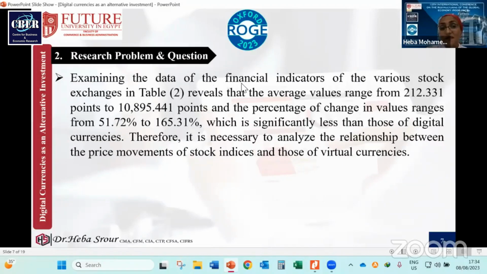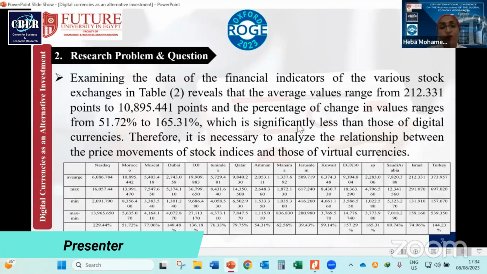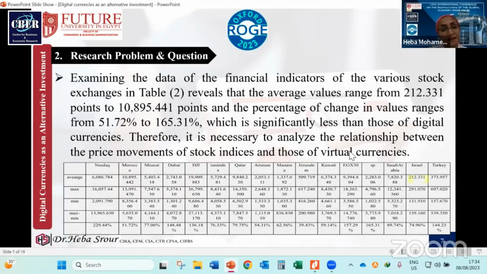Examining the data of the financial indicator of the various stock exchange in Table 2 reveals that average value ranges from 212 to 10,895, with the percentage change from 51% to 165%, which is significantly less than those of digital currency. Therefore, it is necessary to analyze the relation between price movement of stock indices and those of virtual currency.